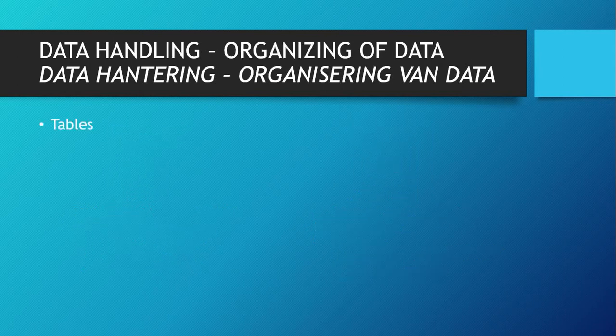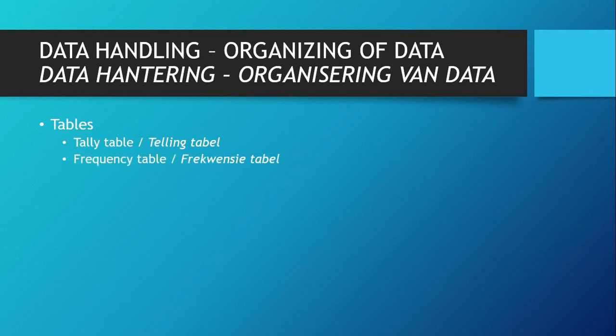With your tables, you get three different types of tables. You get your tally table. This is the basic one, where you simply make ticks. How many blue cars passed me? 1, 2, 3, 4, 5, etc. You literally make ticks for every blue car that passed you. Or you can get a frequency table. Now, frequency table is, instead of using ticks, you use numbers. There was 5 cars or 7 red cars, and so forth.